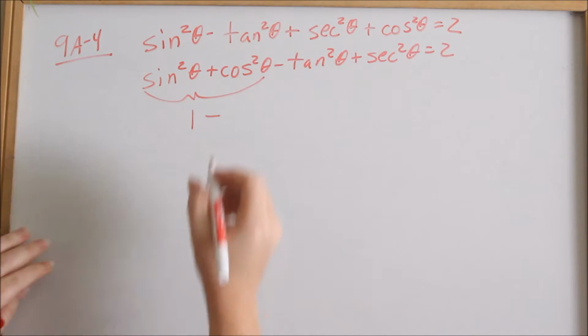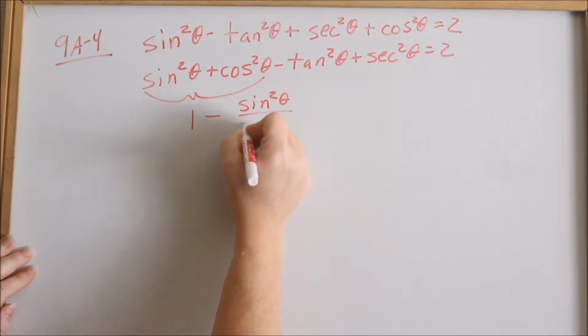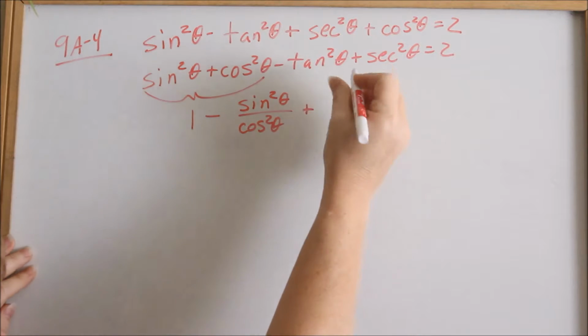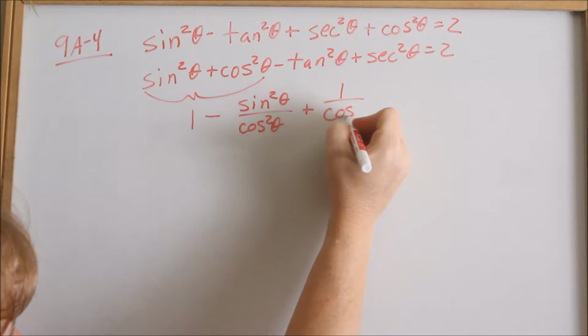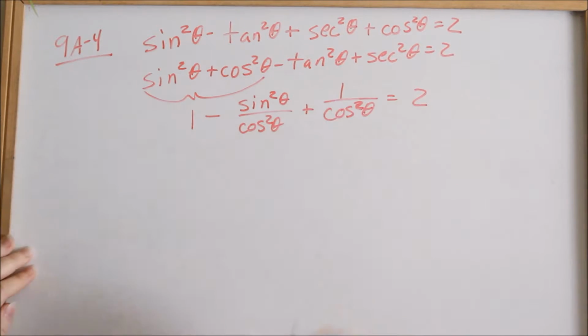So I'm going to change this. Tangent is sine over cosine, so that would be sine squared theta over cosine squared theta, plus secant is 1 over cosine, but it's squared. Since that's a secant squared, that would be 1 over cosine squared, and that is equal to 2.